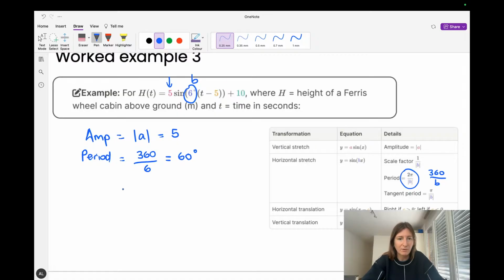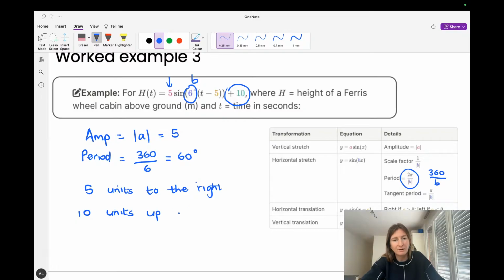We have a phase shift of -5, so it's going to be 5 units. It's minus, so that means to the right, 5 units to the right. And plus 10, that means 10 units up. That also means our principal axis is y equals 10, always y. So when we have our graph, a sine graph, let's say it looks something like this. Then the axis going through the middle here is the line y equals 10.